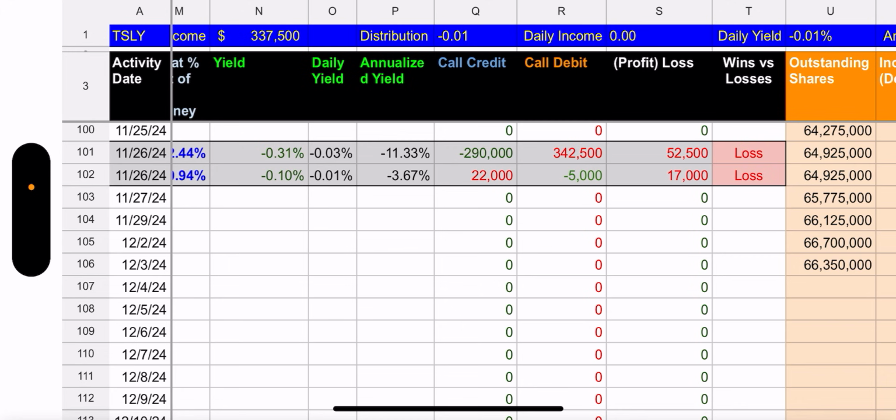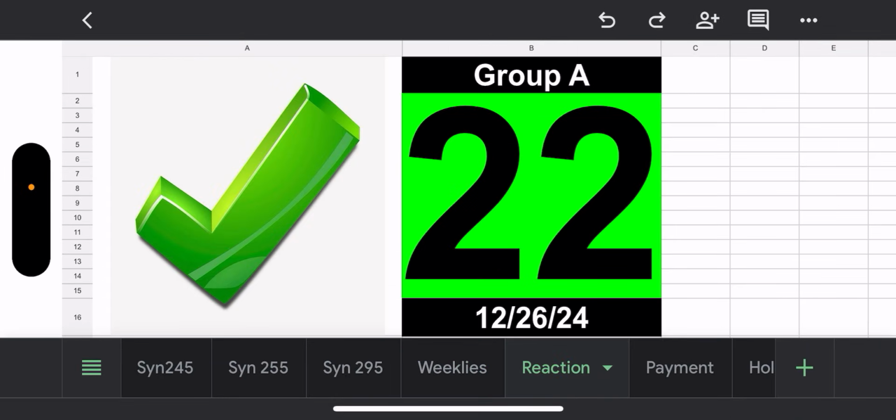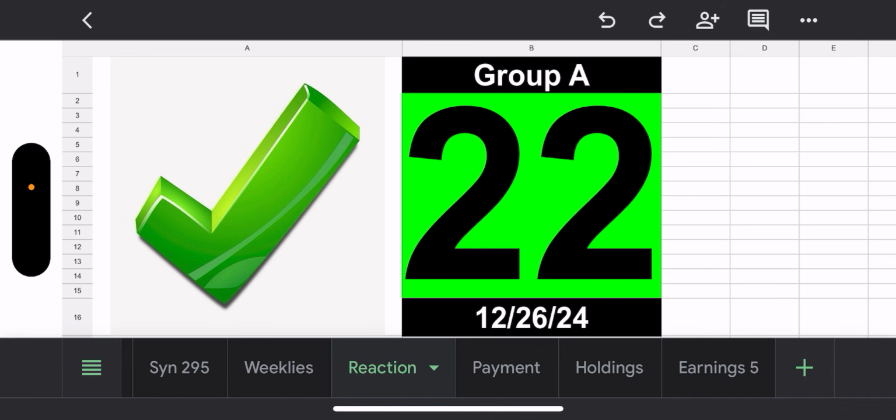They lost 337,000. Not a terrible loss, but still, it's a loss. All right, reaction check. You know why check? Because we said slow down, and then we said stop, and they listened. They stopped. In fact, Tesla went down. So I'll give them a check mark. We are on our way to winning the weeklies. But again, it's day by day, man, day by day.